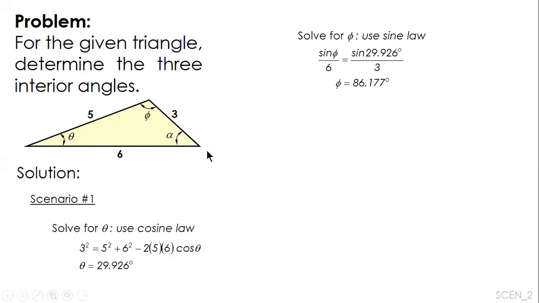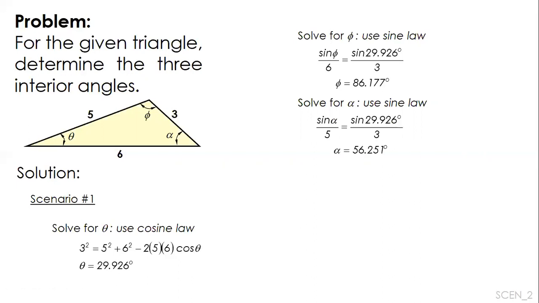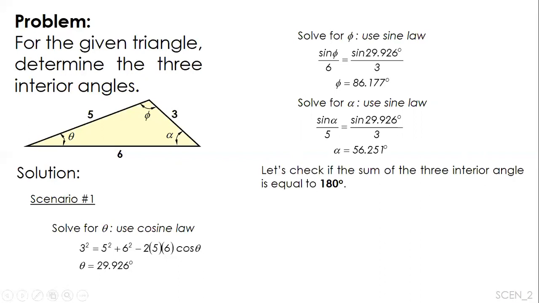But this time, I'm going to solve for alpha using sine law again. And then I will use 180 as my checking. So, solve for alpha using sine law. And this is the value of alpha. Now, since we already have the value of the three interior angles, let's check if the sum of the three interior angles is equal to 180 degrees.